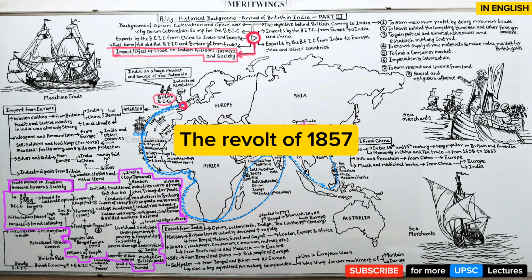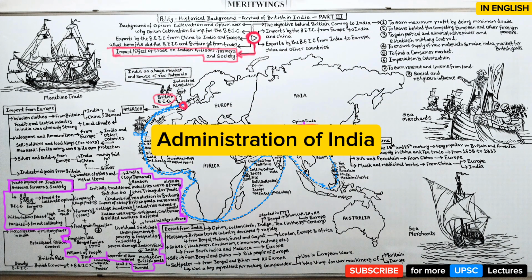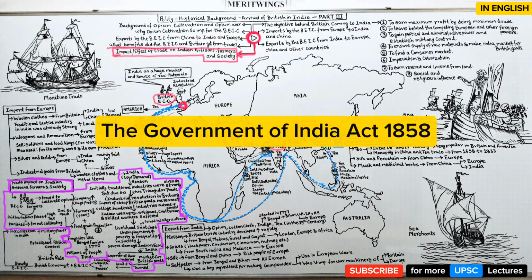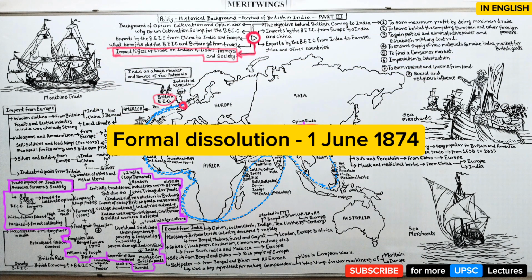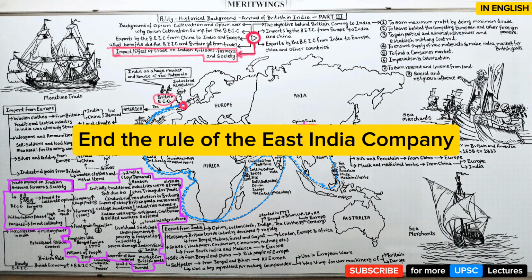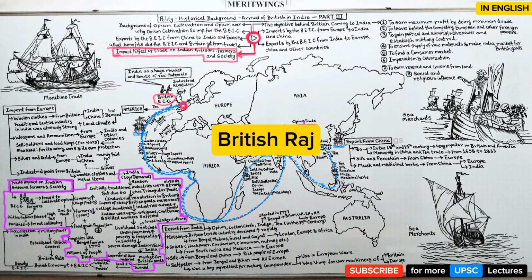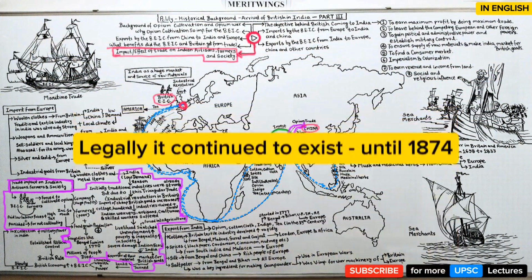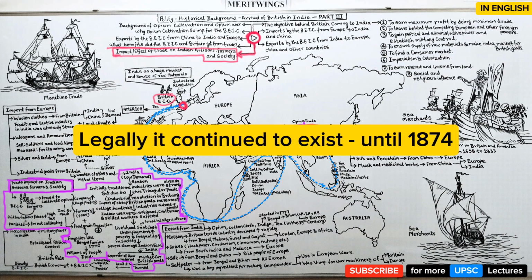After the revolt of 1857, the administration of India was taken away from the East India Company and handed over to the British Crown under the Government of India Act 1858. However, the formal dissolution of the company took place on 1 June 1874 under the East India Stock Dividend Redemption Act 1873. This was a significant step by the British government to end the rule of the East India Company and establish the British Raj in India. The company had no administrative or trading powers after 1858, but legally it continued to exist until 1874.